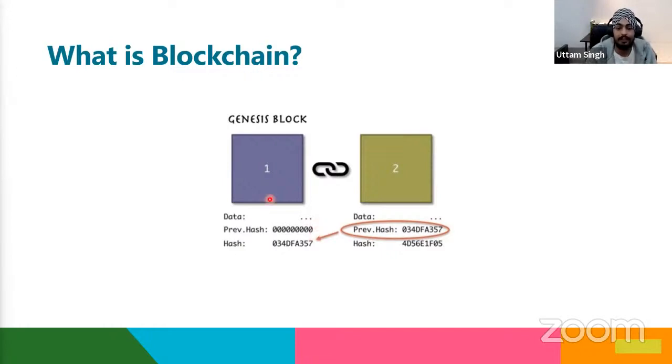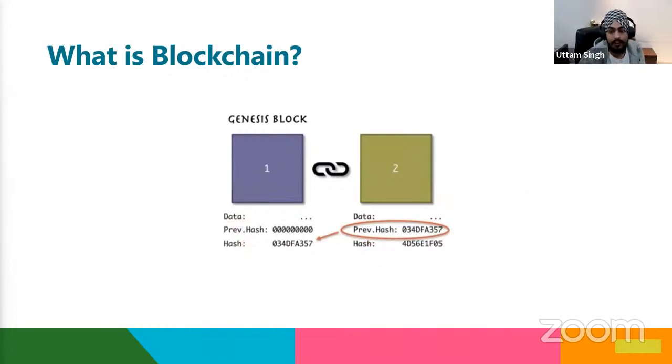Since it is the first block, there is no block 0. That's why the value of previous hash is 0. And then we have the hash, and this hash is made up of two things: data plus previous hash. Both these things together create a hash. So this is the hash.